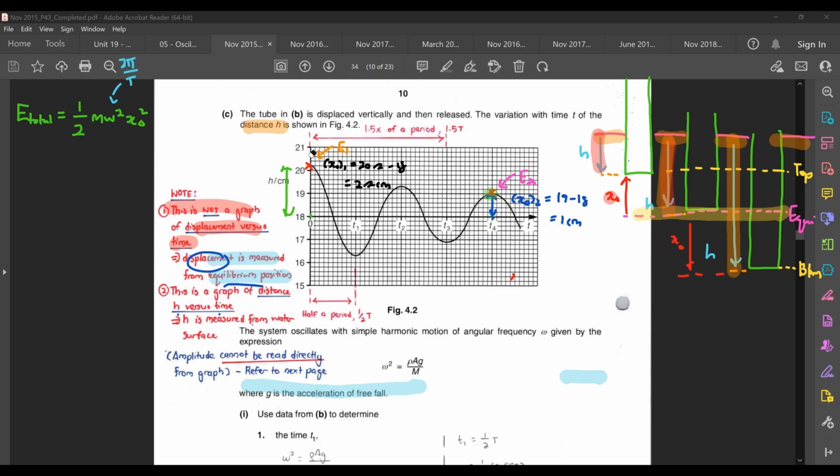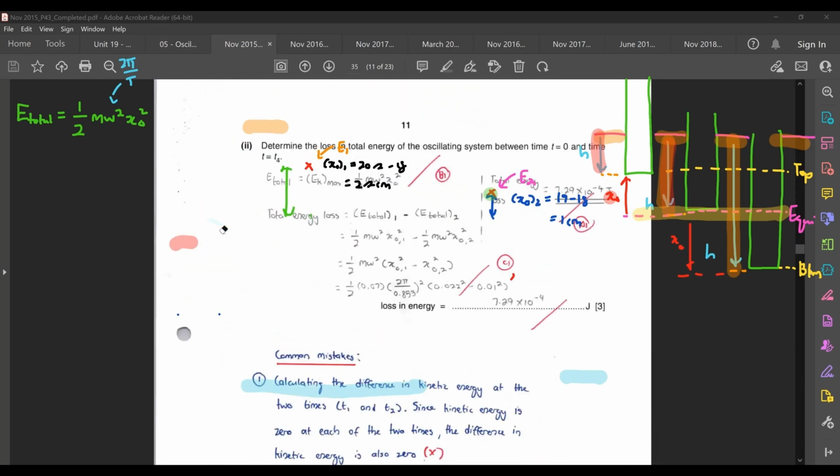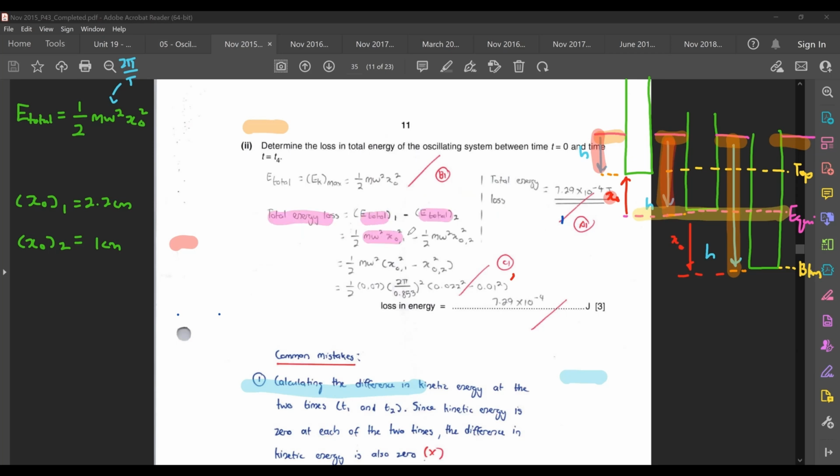Right? Because what you're really missing is really just the amplitude positions. You now look at your workings. Your x01, let me write it here, is actually 2.2 centimeter. Your x02 is actually 1 centimeter. Okay, so total energy loss, E1 minus E2, is half m x01 square minus half m x02 square. The half m omega square can be factorized out, and then multiplying with the x01 square minus x02 square.